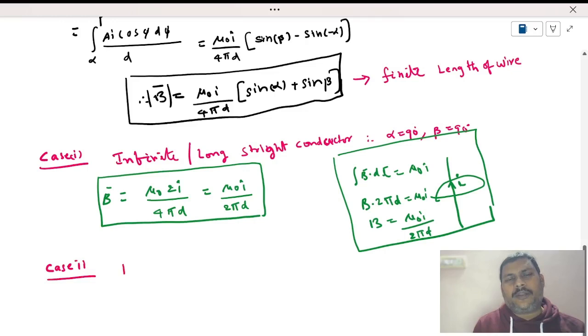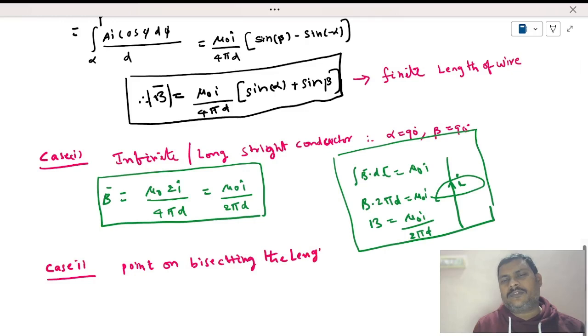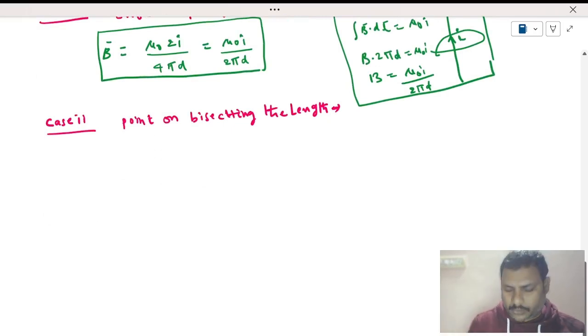So this point P is a point on the bisecting line, such that it lies on the equatorial line, right? So that means alpha is equal to beta. In this case, when they are bisecting, alpha will become beta. I hope you understand this case. So in the case of bisecting, alpha is equal to beta.